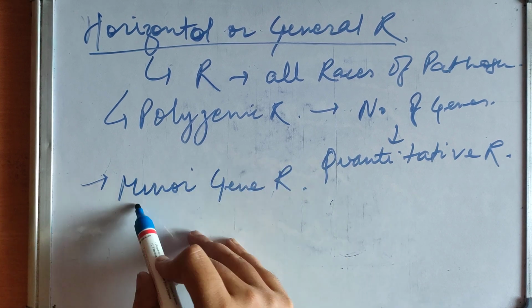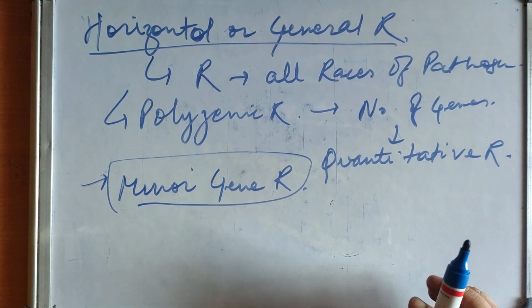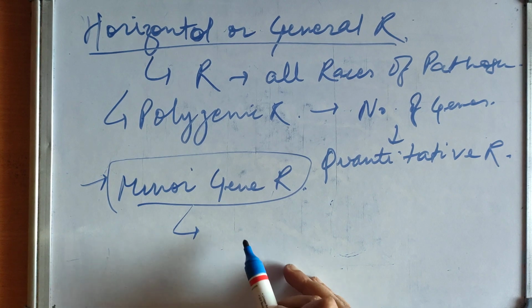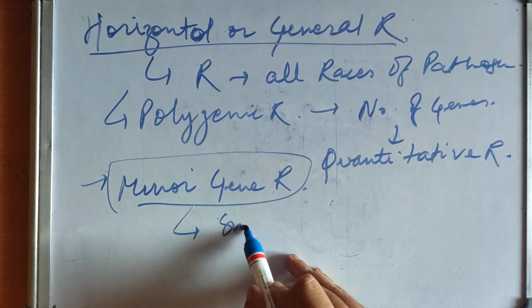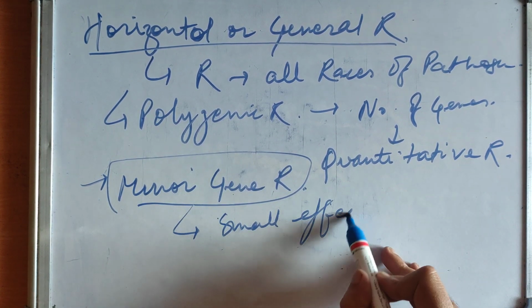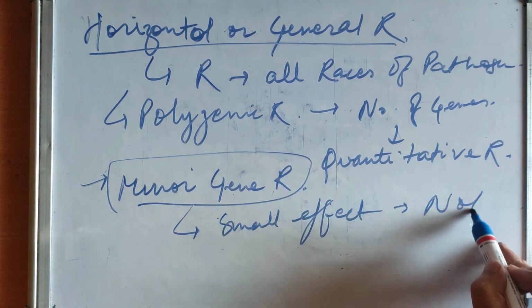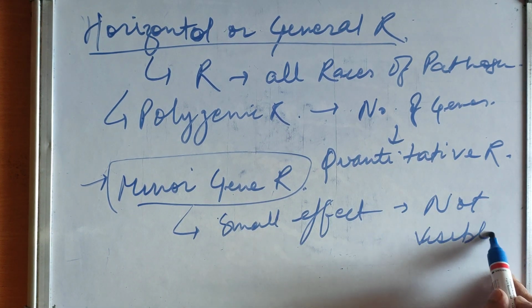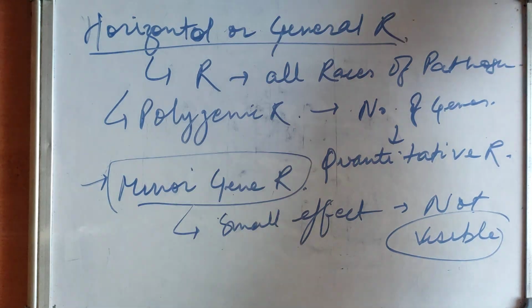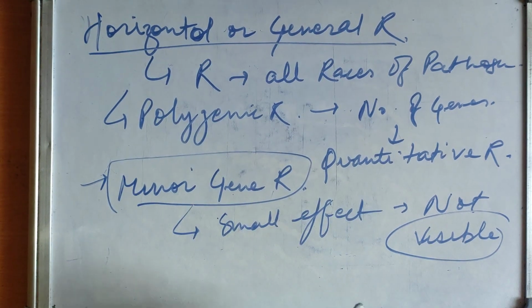In the previous one, the gene resistance was visible and we were able to classify, but here each gene has a small effect, so we are not able to classify. These small effects are not visible. So this was horizontal resistance. I hope you all understood these things.